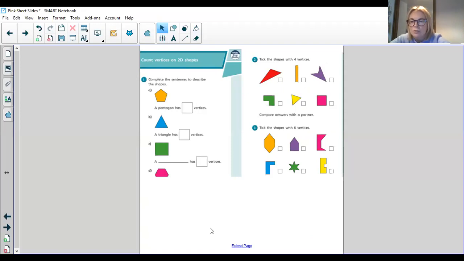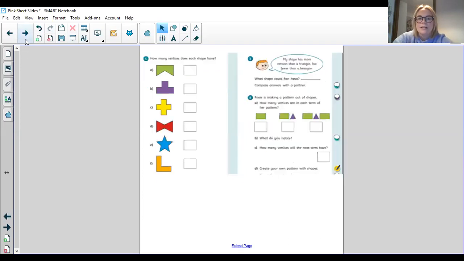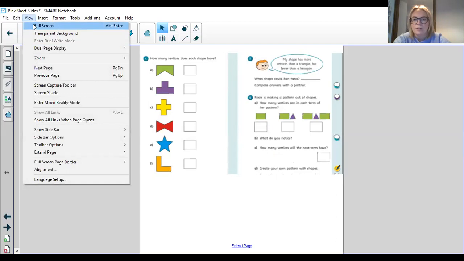Number 2, tick all of the shapes with 4 vertices, and number 3, tick all of the shapes with 6 vertices. Okay, moving on. Now this one says, how many vertices does each shape have? So be really careful here. It's quite tricky to count all of those vertices, but have a go, double check your answers, write the numbers into the box. Okay, I'm just going to zoom in again now so that I can see.